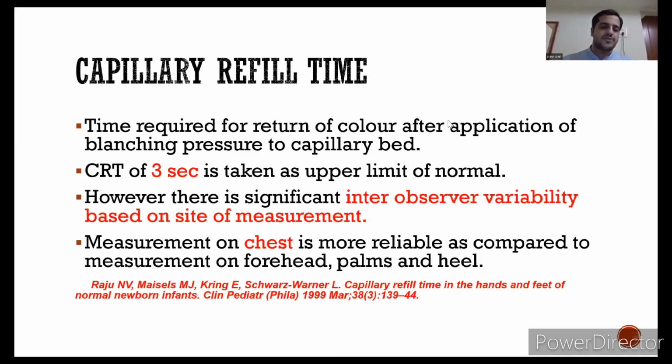What this study done in 1999 found is that if it is measured on the chest, it is still more reliable. But when it is measured on the forehead, palms, or heels, CRT is not that reliable. Many times, even in my rounds, people will tell me, sir, CRT is prolonged, and then they will show it to me on the sole. That is not reliable. CRT should be measured on the chest, but even with that, the reliability is questionable.